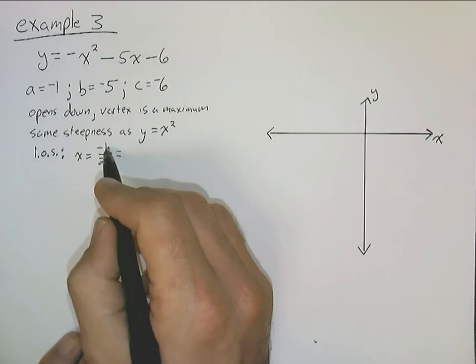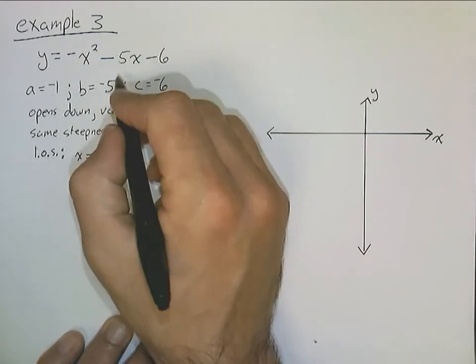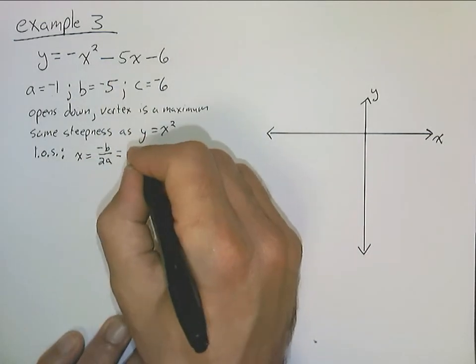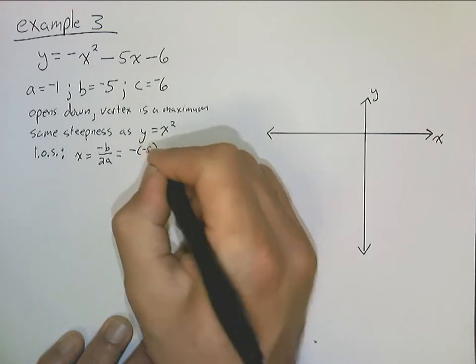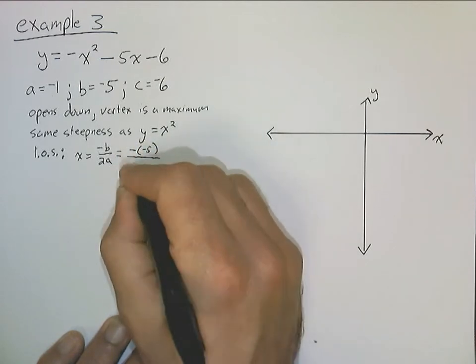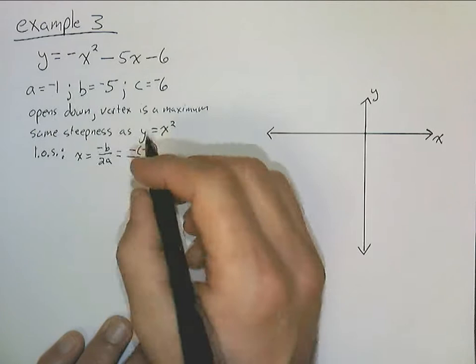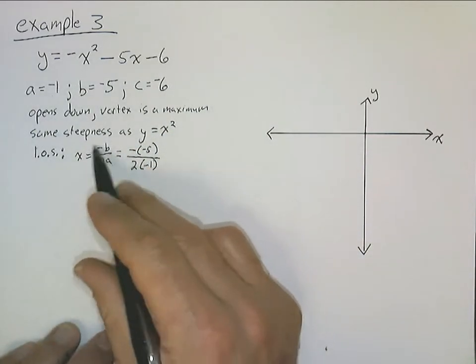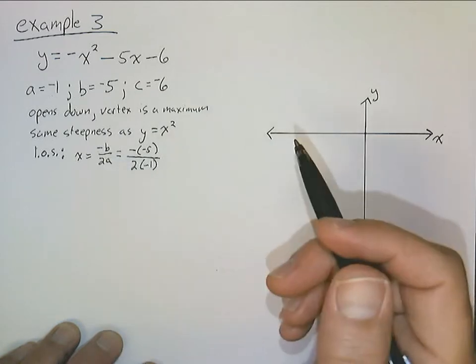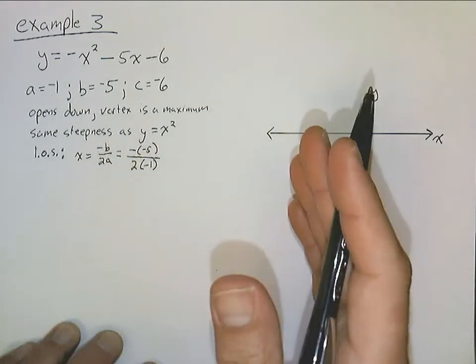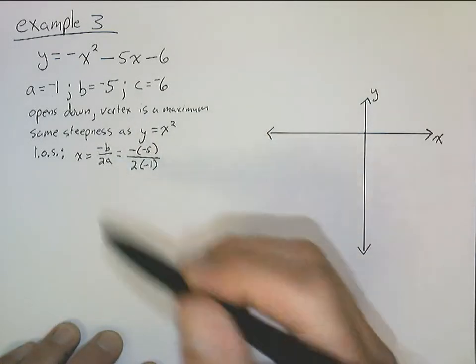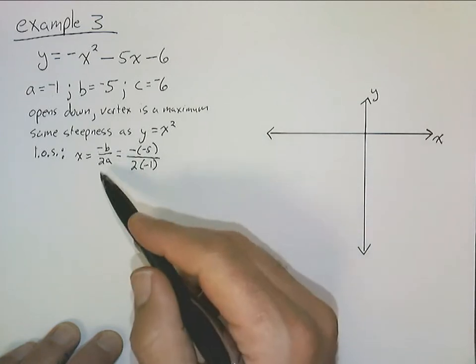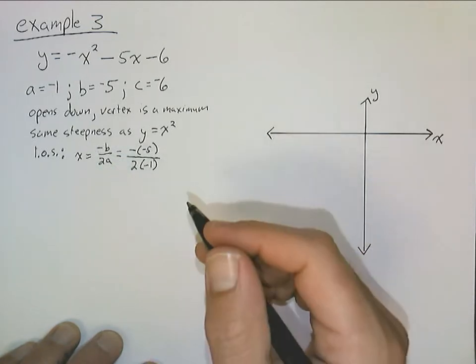But it's negative b, but b is negative 5. So this is going to be the negative of negative 5 divided by 2 times a, which is negative 1. And also, there's a very good reason why this is the formula for the line of symmetry. It involves a little bit of calculus to figure it out, and hopefully we'll have some time in class to talk about that, because I hate to just leave you with, oh, memorize this formula. That's just dumb.